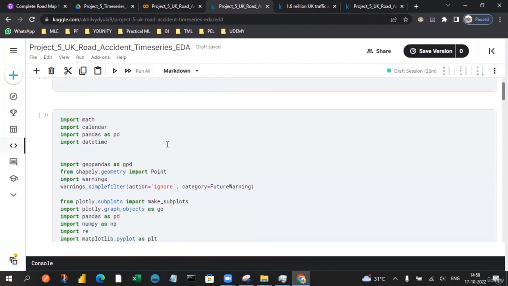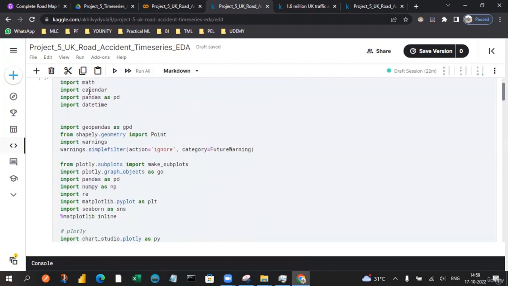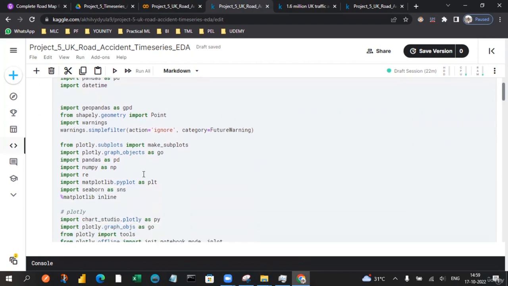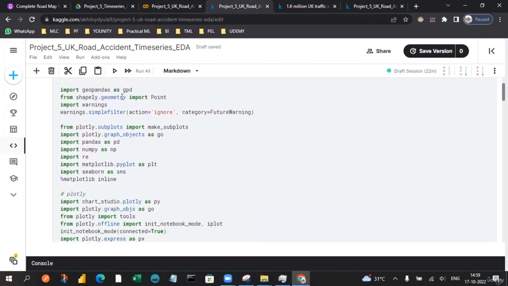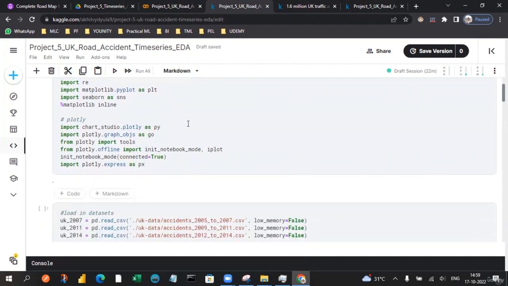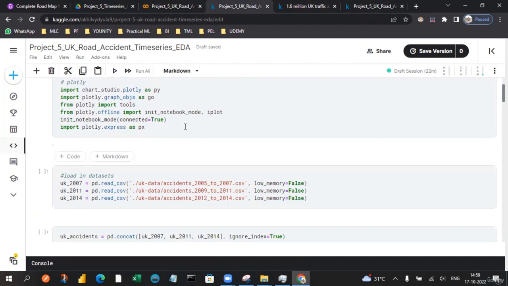I'm importing some libraries, which you can see here. These libraries are going to be useful for plotting, for any kind of 3D and 2D plot: Plotly and GeoPandas. We will also use Matplotlib and Seaborn. Chart Studio is also one of the Plotly libraries, which helps express things in a much better way, where we can zoom in and zoom out.